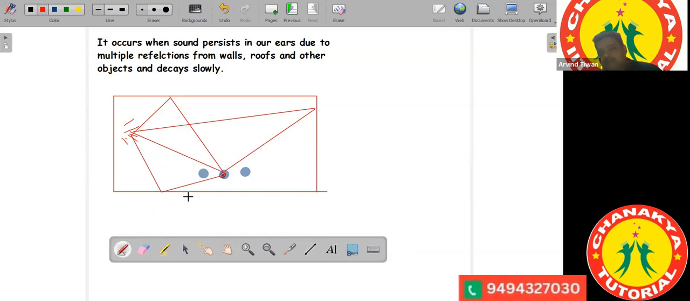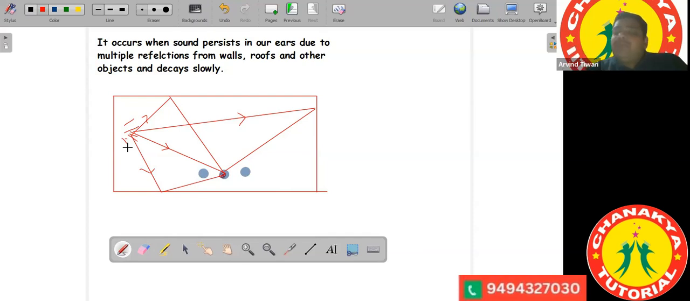So you see here that the same person is hearing the same sound 4 to 5 times, right? When he hears the same sound 4 to 5 times, first he will hear this sound, then the second sound, then the third, then the fourth. In this way he hears a number of sounds, and the time gap between them will not be so big that it produces an echo.